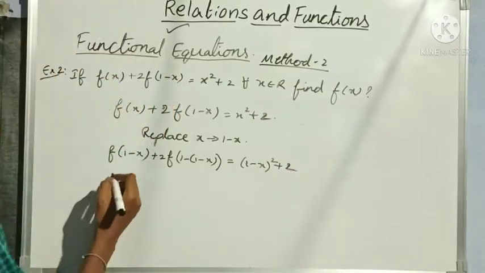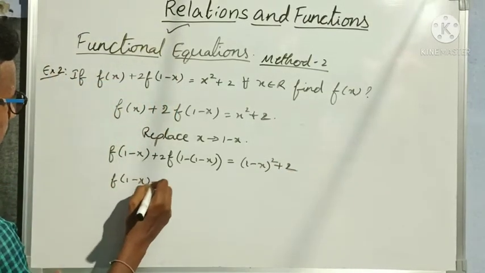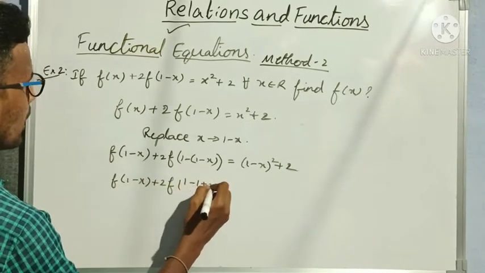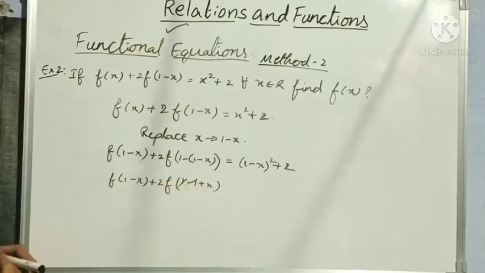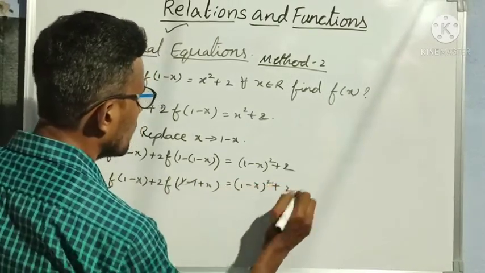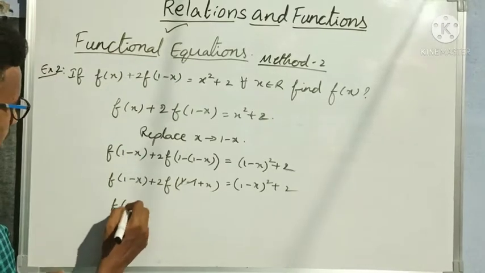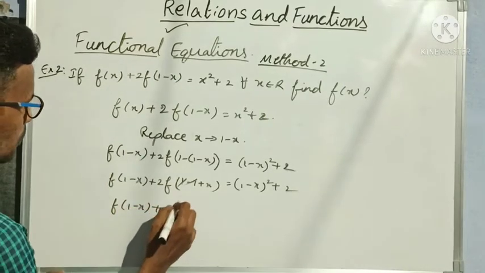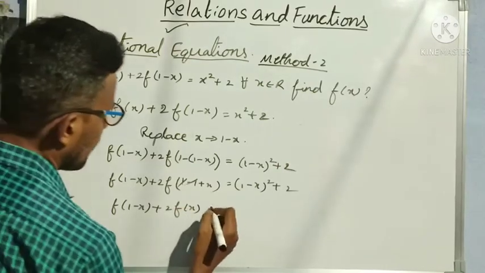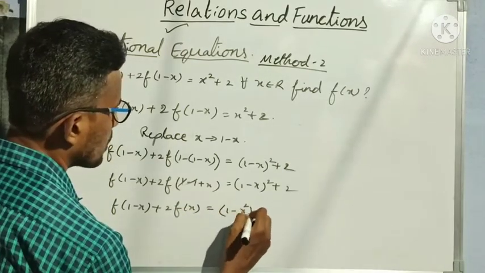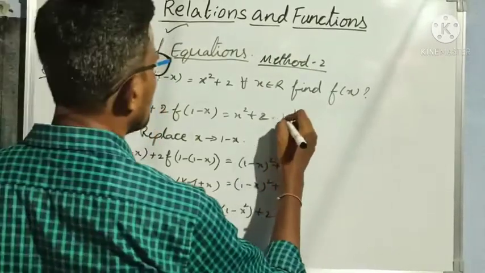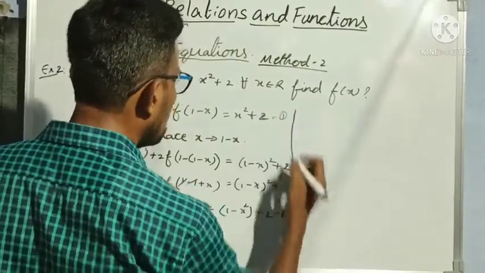Okay? So f of 1 minus x plus 2 into f of 1 minus 1 plus x, so plus 1 minus 1 gets cancelled, is equal to 1 minus x whole square plus 2. So f of 1 minus x plus 2 into f of x, what remains here? f of x is equal to 1 minus x whole square plus 2. Okay? So this is my equation 1 and this is my equation 2.